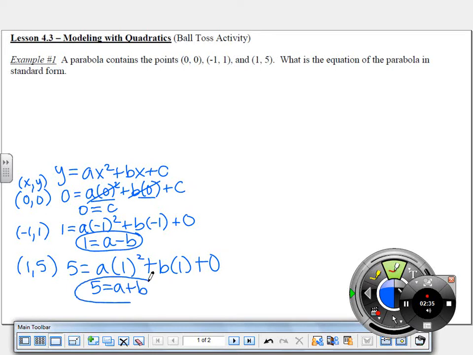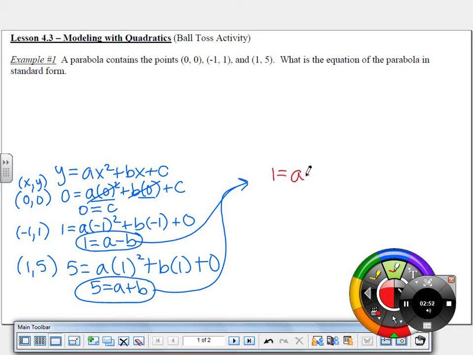So neither of these equations can be solved on their own. But if I use these equations together as a system of equations, then I can use substitution or elimination to find my a and b values. So at this point, I'm going to take both of those equations: 1 equals a minus b, and 5 equals a plus b. Because we have a minus b and a plus b, they're already set up for elimination. So I would get 6 is equal to 2a, and the b's would cancel out, telling me that the a value is equal to 3.